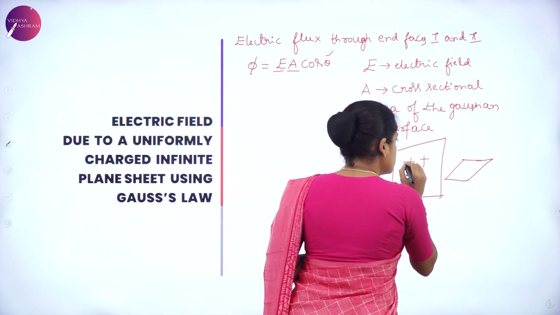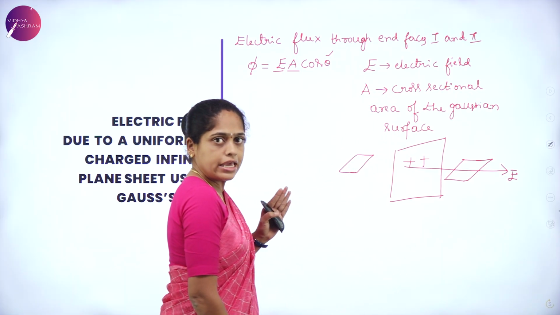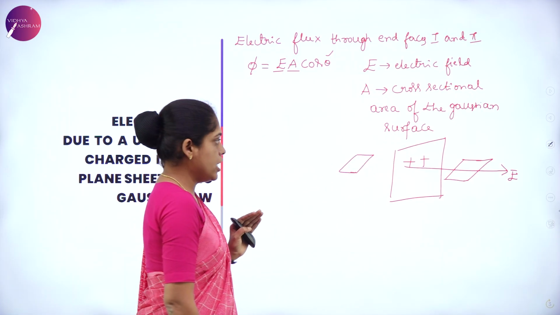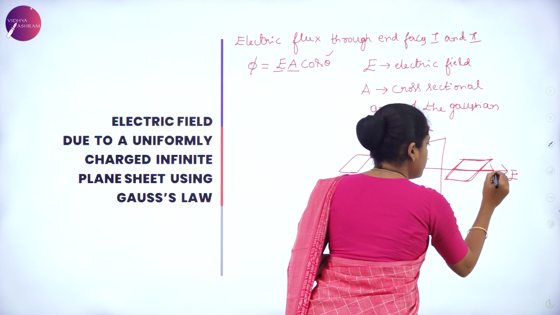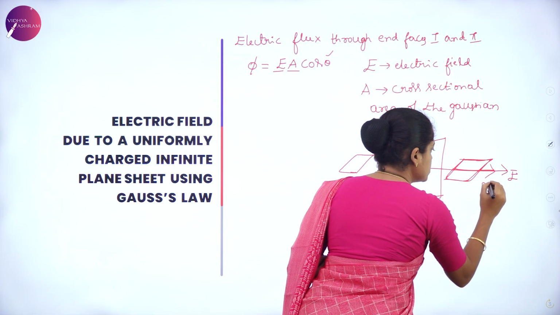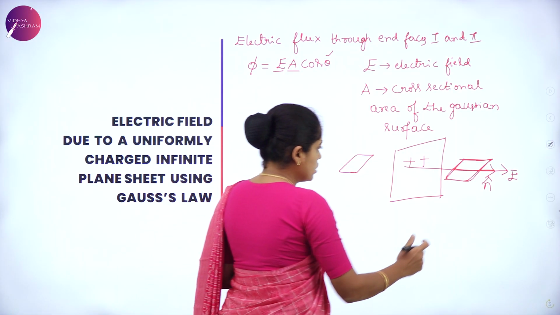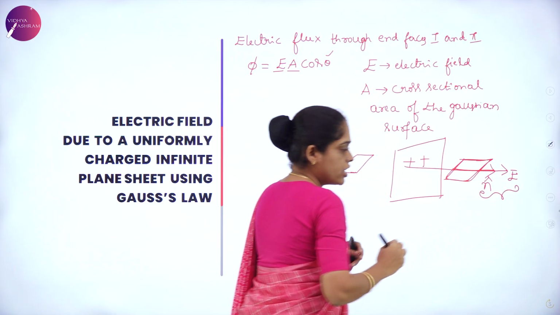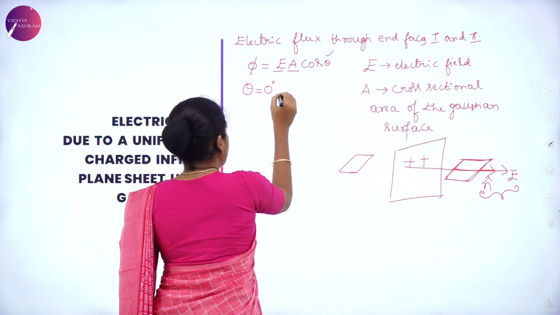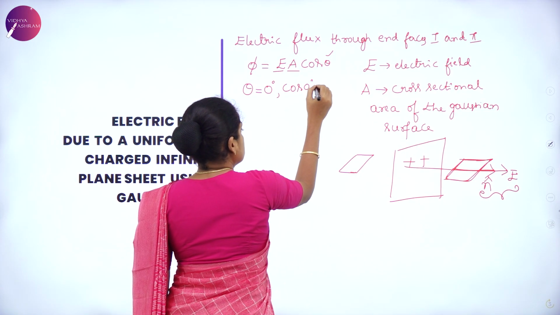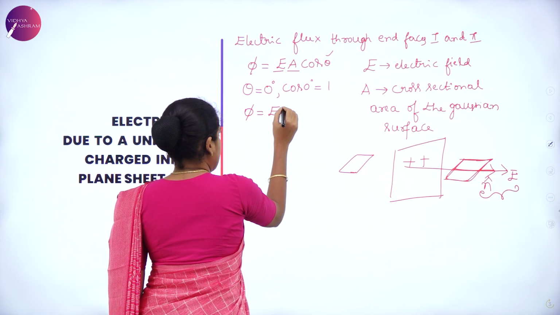As this plane sheet is positively charged, the direction of the electric field through that area is in the direction E, and the direction of this area is always normal and perpendicular to that. Let us represent it as n cap. N cap gives the direction of the area. Now look at these two. Electric field and area are in the same direction. Therefore, the theta between them is 0 degree. Then cos 0 degree is equal to 1. So phi is equal to EA.